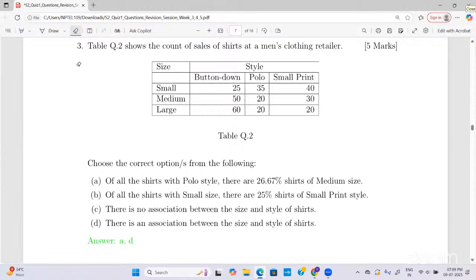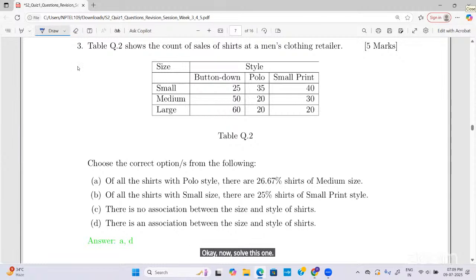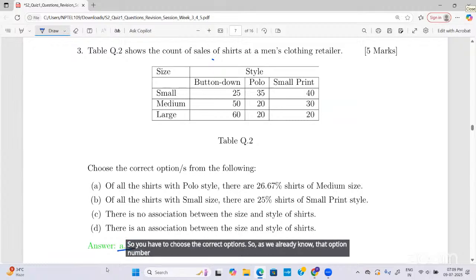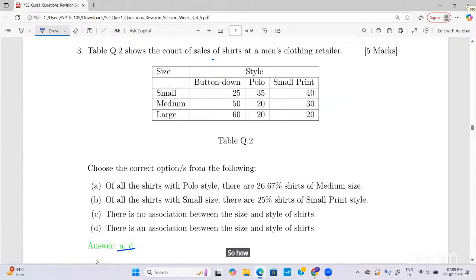Okay, now solve this one. This table shows the count of sales of shirts at a men's clothing retailer. You have to choose the correct options. As we already know, options A and D are correct. So how to verify it?